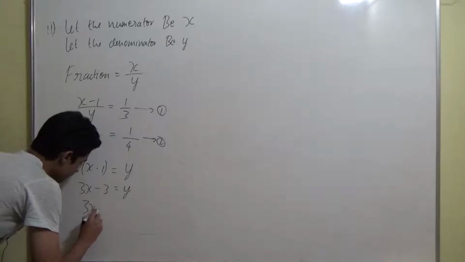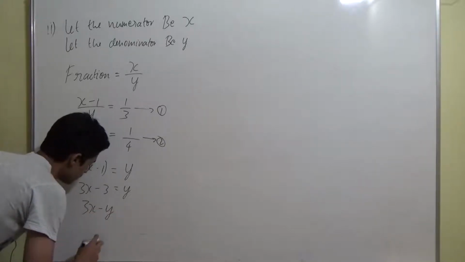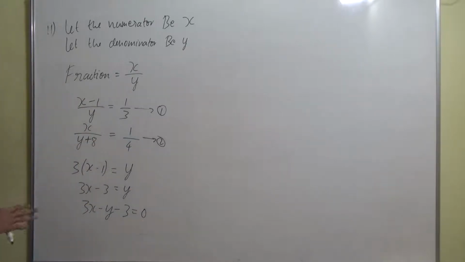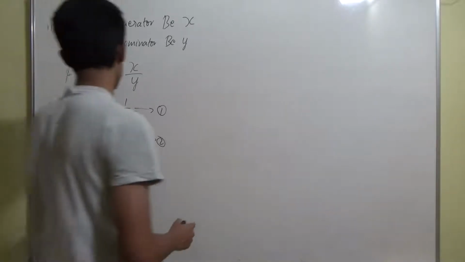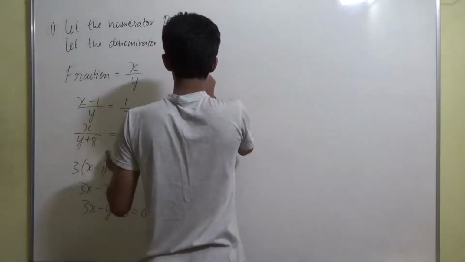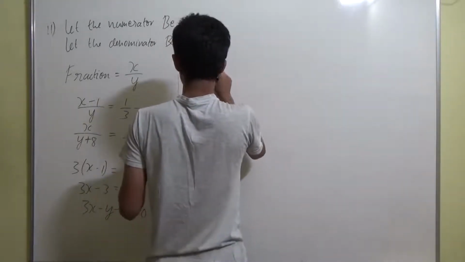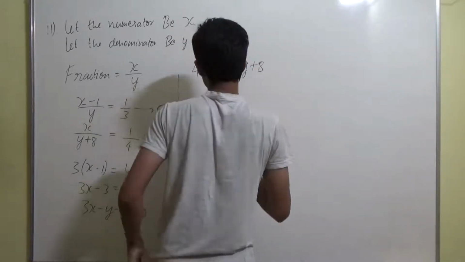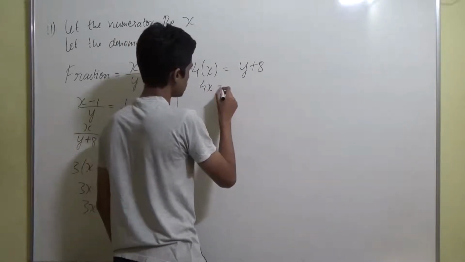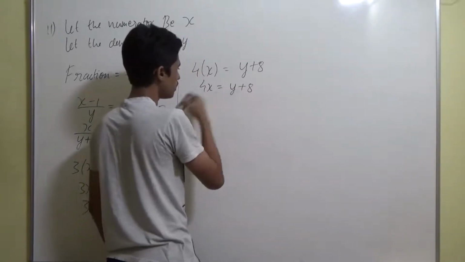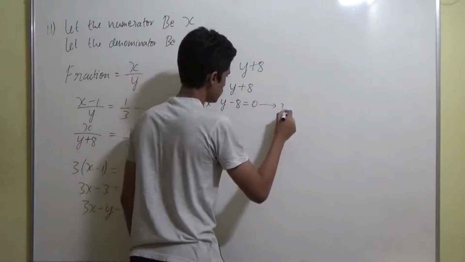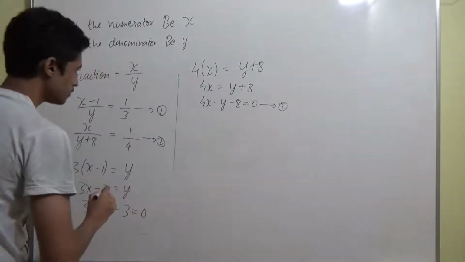So it becomes 3x minus y minus 3 equal to 0. Okay, let's keep 0 at the RHS and let all terms be in the LHS. Now let's do the cross multiplication for the second equation. It becomes 4 into x equal to y plus 8. Now if you multiply this, it will become plus 8. So let's bring all the terms towards the LHS. So this is equation 2 and this is equation 1.